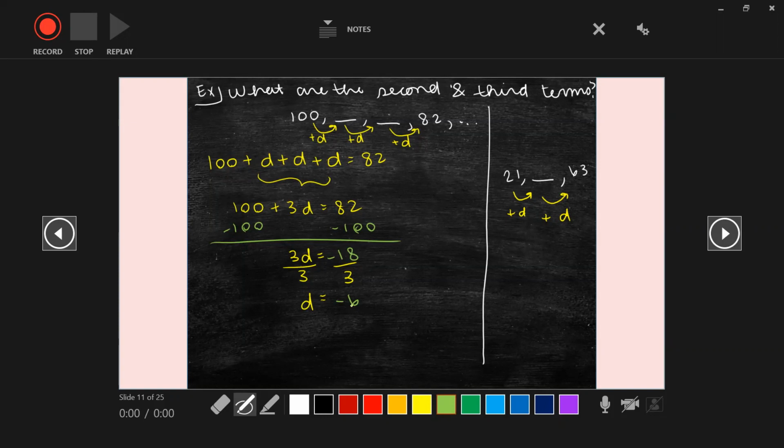Yeah, so you subtract 6 from each spot. So you're going to have 100. You're going to have 100 minus 6, will be what? 94. 94 minus 6, which will be what? Very good. And this makes sense, right? Because 88 minus 6 is 82.